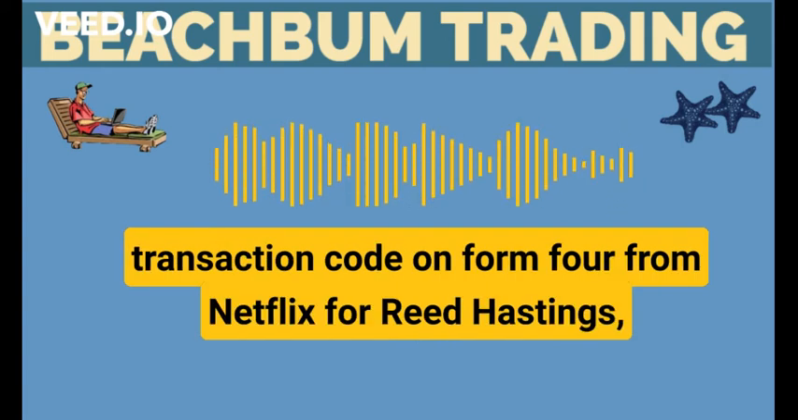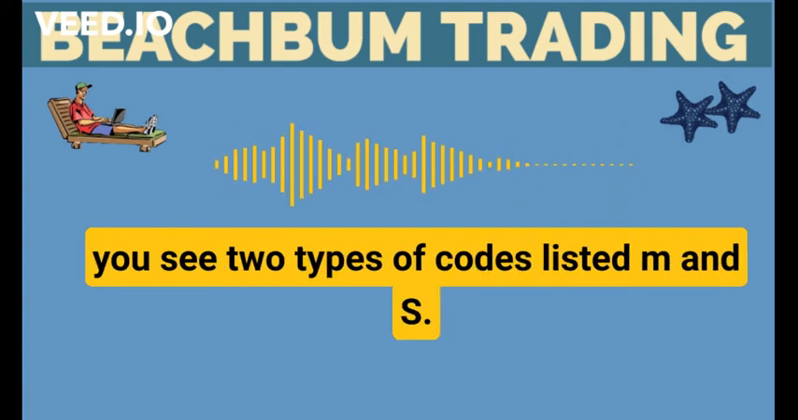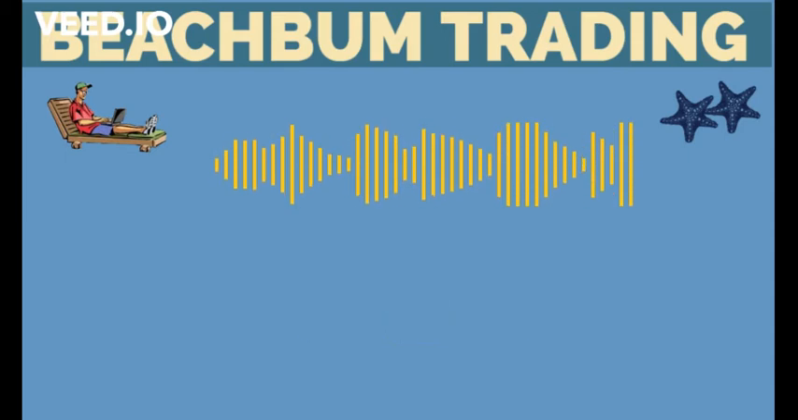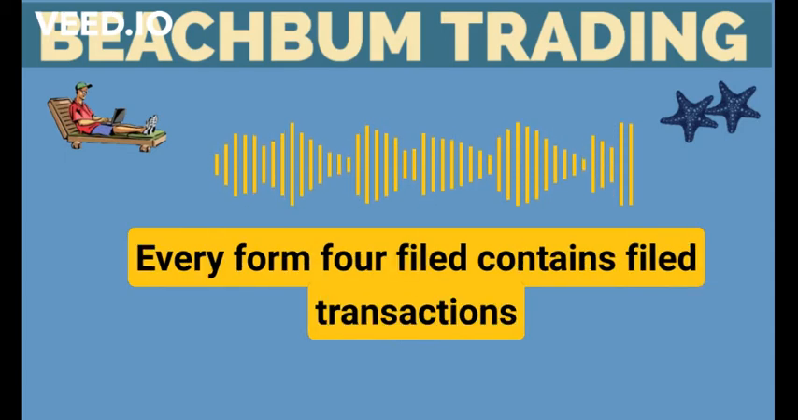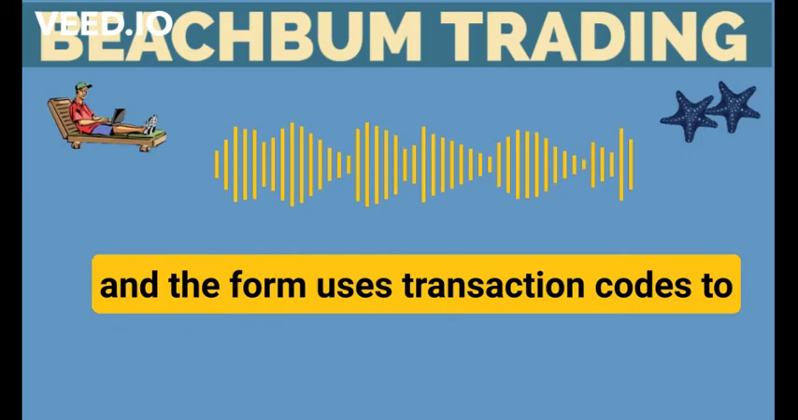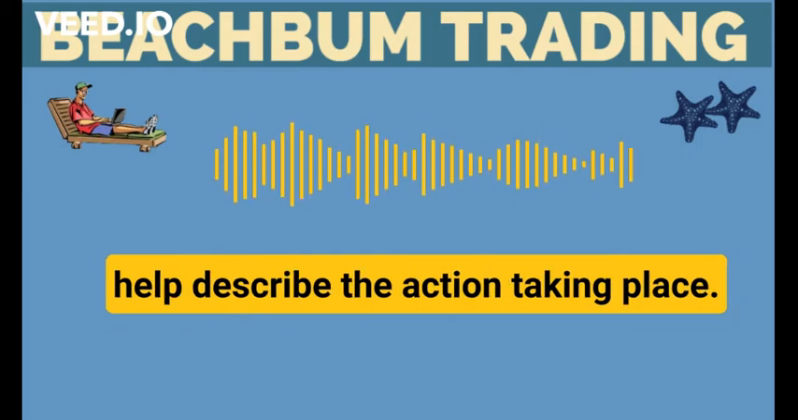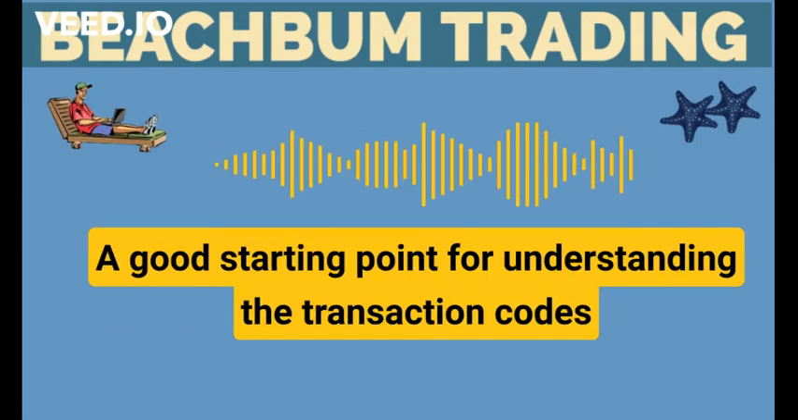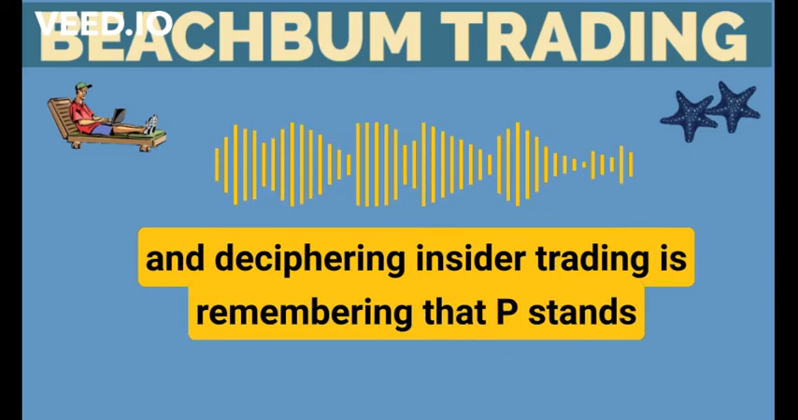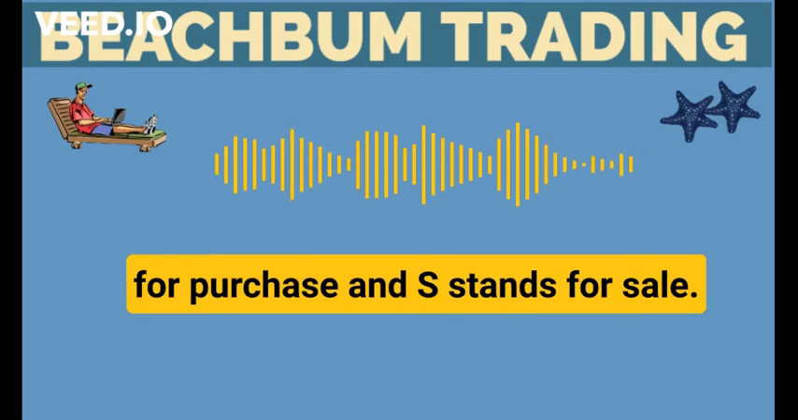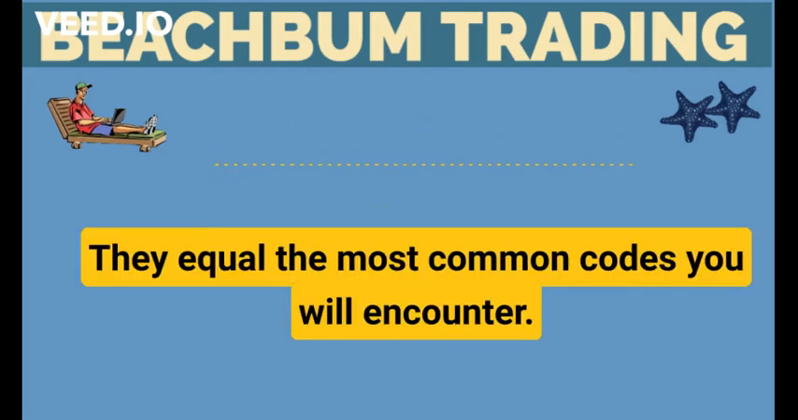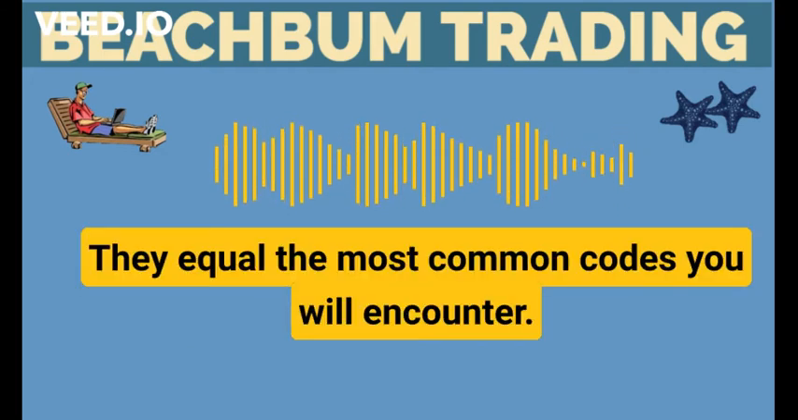On Form 4 from Netflix for Reed Hastings, you see two types of codes listed, M and S. Every Form 4 filed contains filed transactions, and the form uses transaction codes to help describe the action taking place. A good starting point for understanding the transaction codes and deciphering insider trading is remembering that P stands for purchase and S stands for sale.